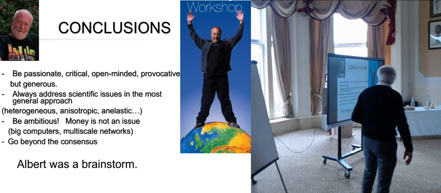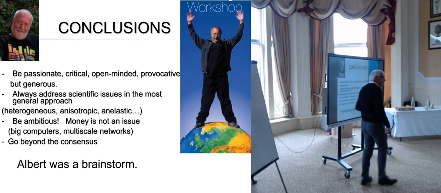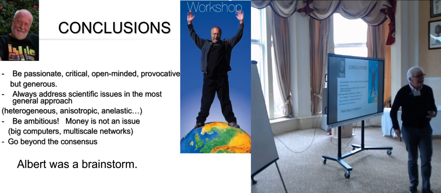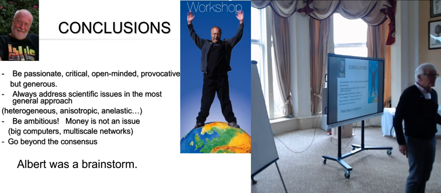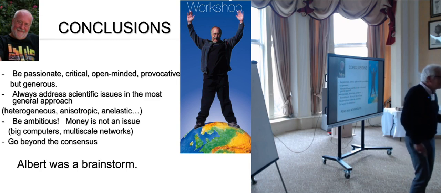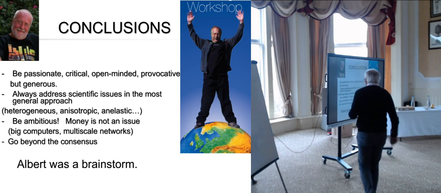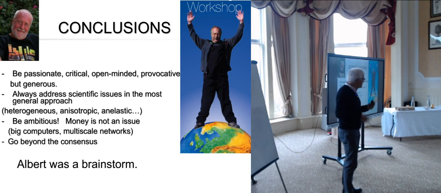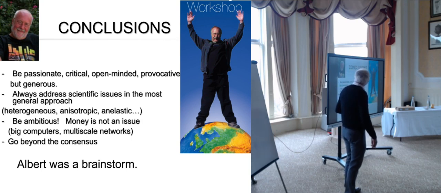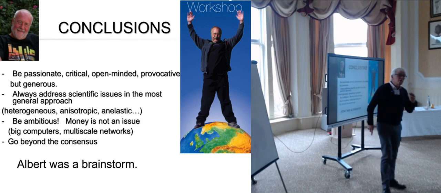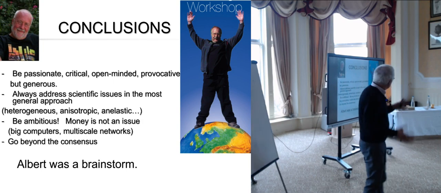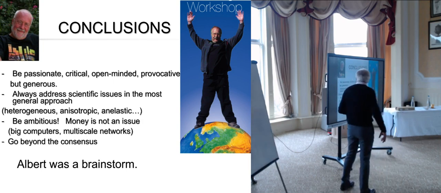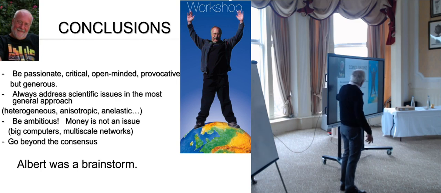Okay, I will conclude. So to conclude, of course, Albert was not the only one working on inverse problem theory, but he was a strong promoter of science, and he was always open-minded, provocative, but always generous. And he said that you have to address scientific issues always in a very general way, and don't try to limit your ambition. Be ambitious.